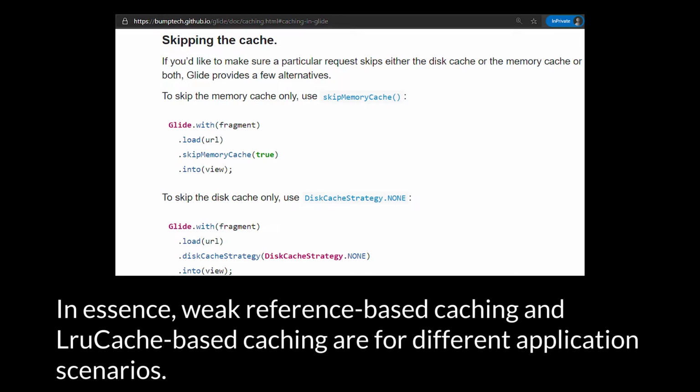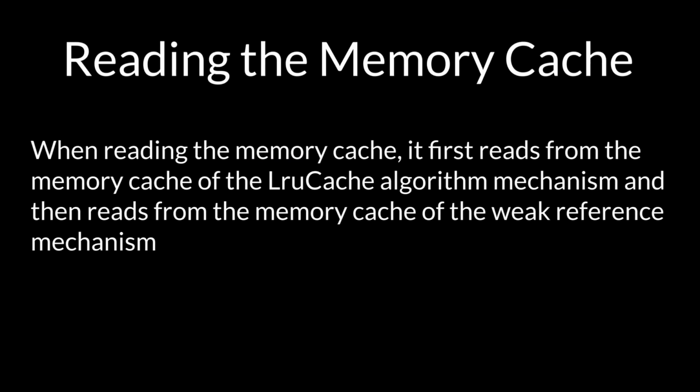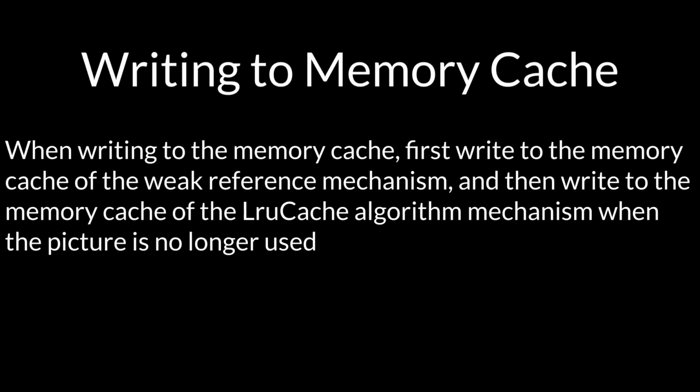In essence, weak reference-based caching and LruCache-based caching are for different application scenarios. Weak reference caching is a type of cache, but this kind is more affected by available memory than LruCache. When reading the memory cache, it first reads from the memory cache of the LruCache algorithm mechanism, and then reads from the memory cache of the weak reference mechanism. When writing to the memory cache, first write to the memory cache of the weak reference mechanism, and then write to the memory cache of the LruCache algorithm mechanism when the first picture is no longer used.